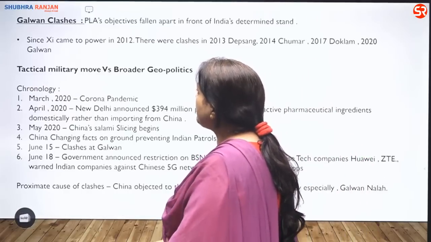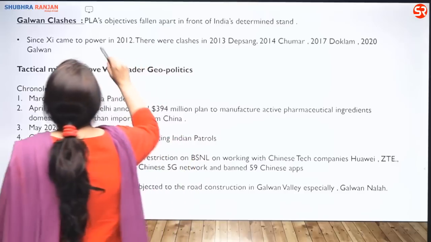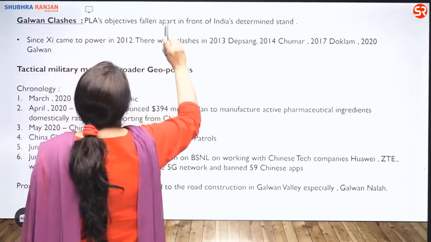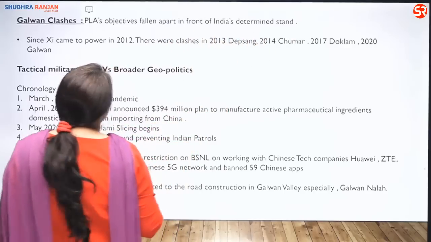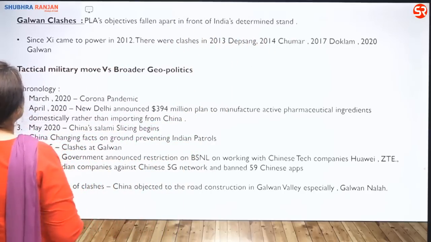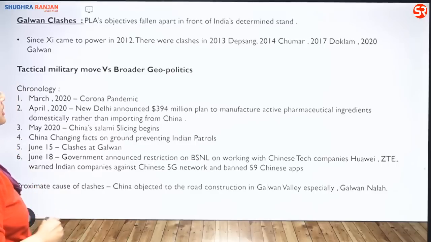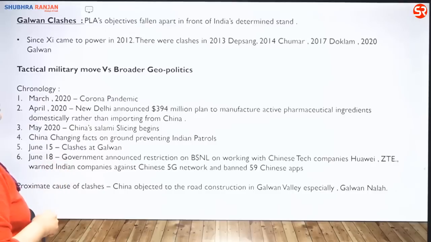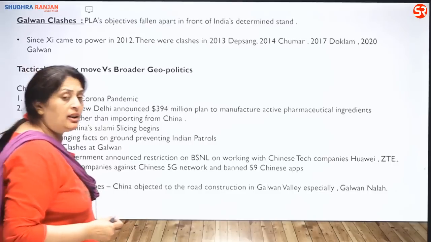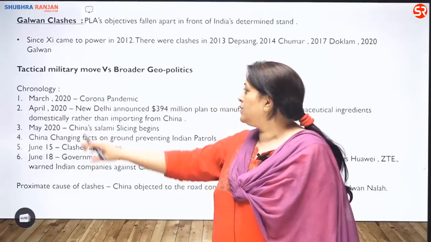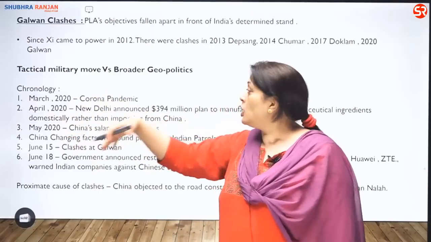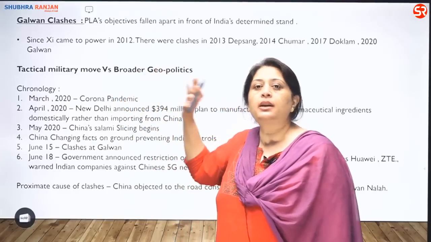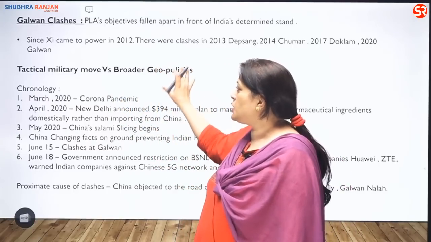Now, Galwan clashes. You can say that, in short, PLA's objectives have fallen apart in front of India's determined stand. Since Xi came to power, there were clashes in Depsang, in Chumar, in Doklam and now in Galwan. Now, whether the Galwan clashes are tactical military moves or part of broader geopolitics, obviously, it is all about broader geopolitics.